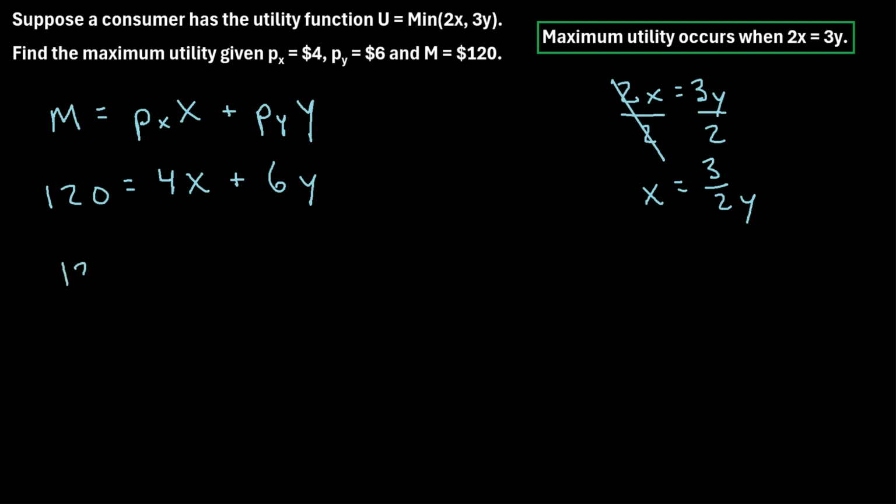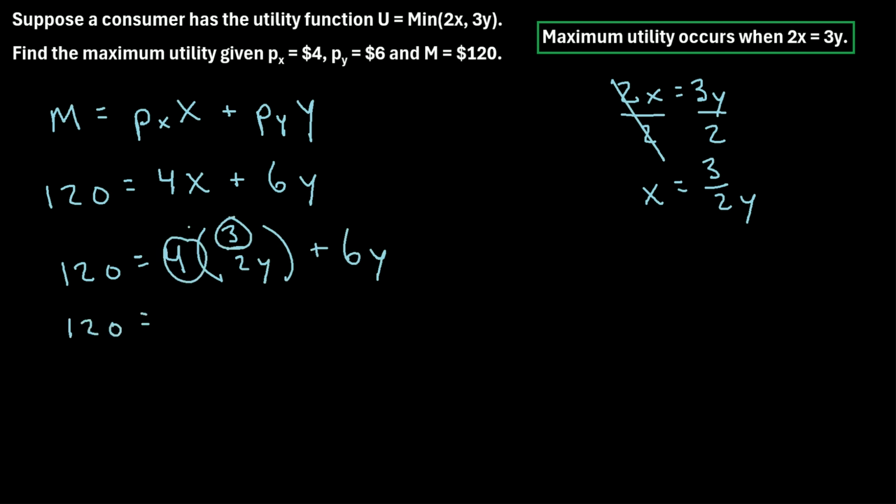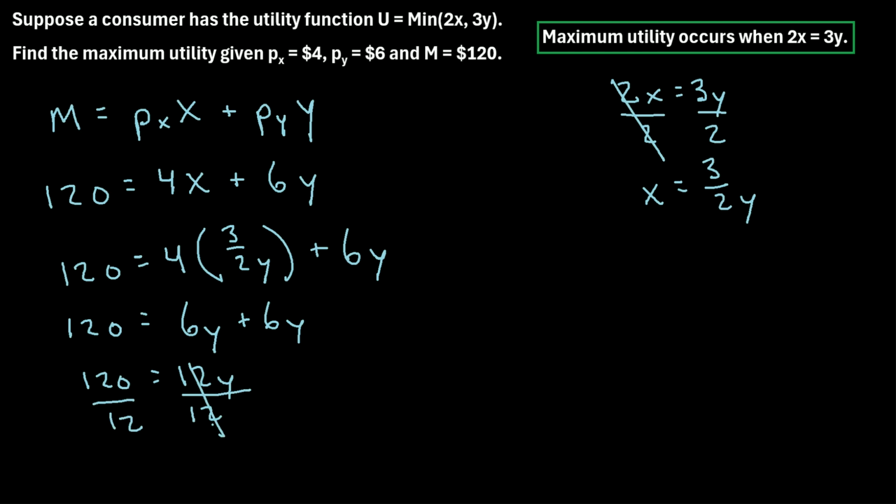So we'll say 120 is equal to 4 times, we're plugging in 3/2 y, plus 6y. So we get 120 is equal to 4 times 3, that's 12. So we really have 12 divided by 2, which is 6. So this is 6y plus 6y. So then we get 120 is equal to 6y plus 6y, that's 12y. Lastly, to solve for y, we can divide both sides by 12. And we find that y is equal to 120 divided by 12, which is 10. So we maximize our utility when we consume 10 units of good y.